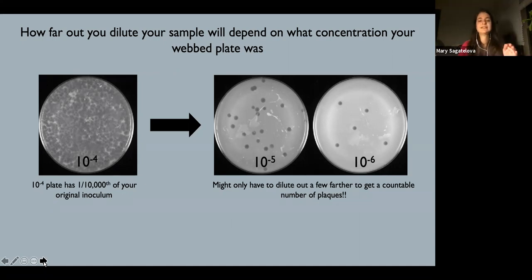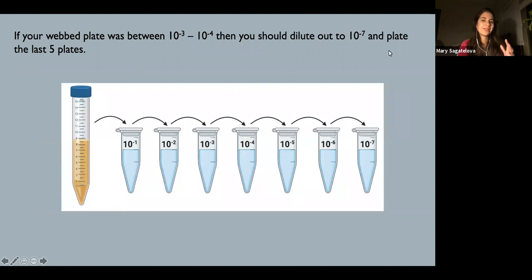Hopefully that makes sense. But think about this before you come into Open Lab, to have a little discussion with your partner, based on our results, how should we move forward? Okay, have a plan of how far you're going to dilute out. Okay, so if you're between like 10 to negative 3, negative 4, if that was the web plate that you flooded last week, you're going to have to dilute out a little bit farther, to around 10 to the negative 7th or negative 8th even, before you start seeing plaques.